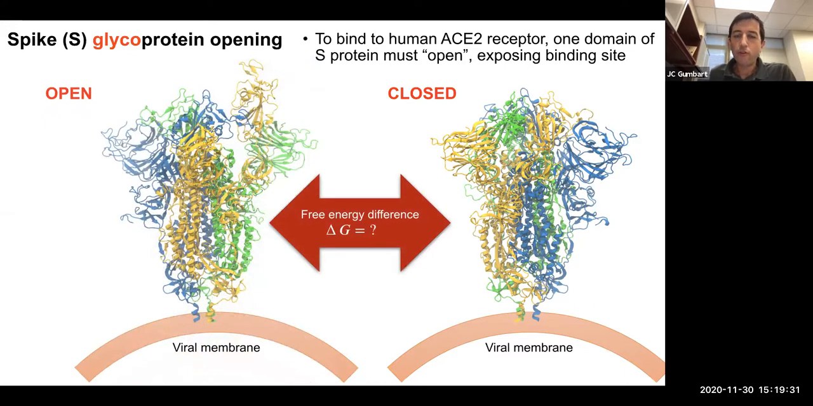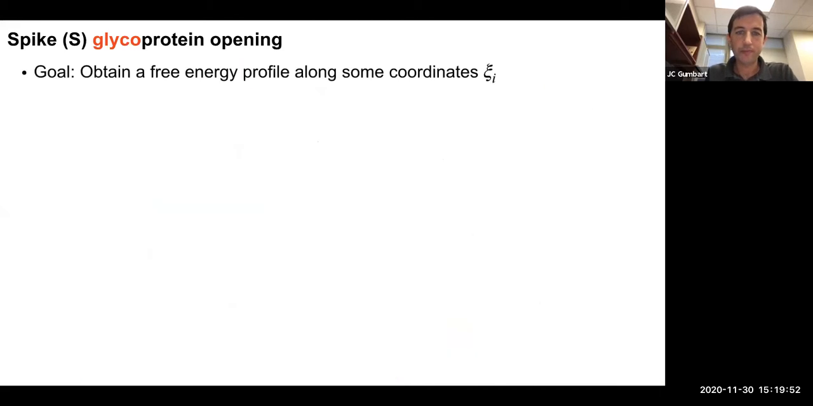So one of the first questions we sought to answer was, what is the free energy difference and pathway for this opening transition? Because if we can understand that, we can also understand perhaps the role of different mutations, the role of the glycans in modulating this transition and so on. To obtain a free energy profile, we have to select some coordinates that we think are relevant to the transition.